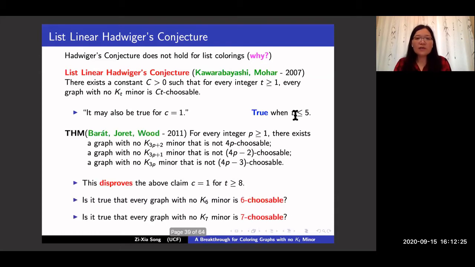Later, Barát, Joret, and Wood had this construction which disproves the above claim for C equals 1 for t at least 8. Now, if you plug in t equals 8 here, you would see no K_8 minor is not 7-choosable, but it is not known if no K_6 minor is 6-choosable, no K_7 minor is 7-choosable. These two remain open here.